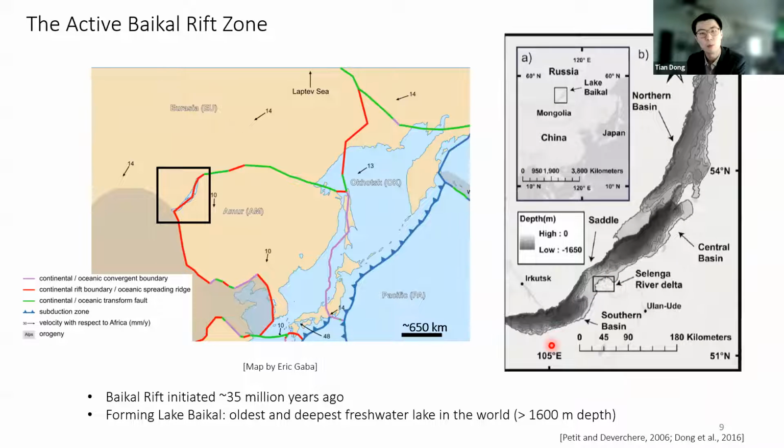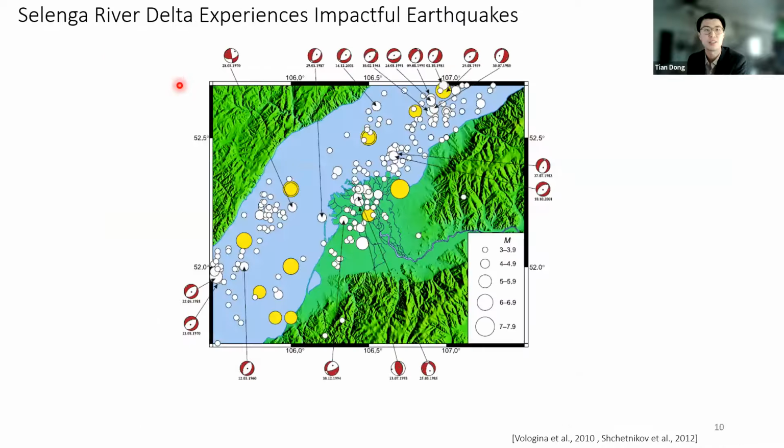And because this delta forms near this active rift system, it experiences earthquakes quite frequently. Here I'm showing a map of the delta and the lake again, and the size of the circles here are earthquake locations and magnitudes, ranging from magnitude 3 to magnitude 8. And these are some of the focal mechanisms of the earthquakes, of the fault slips. This data covers about the latter part of the 20th century. And some of these earthquakes are quite impactful to the delta.